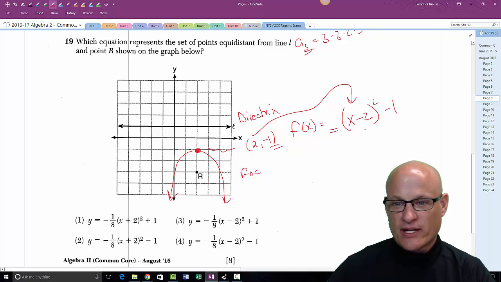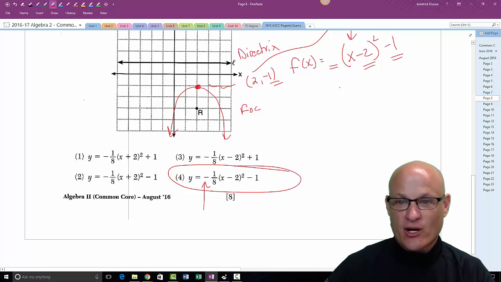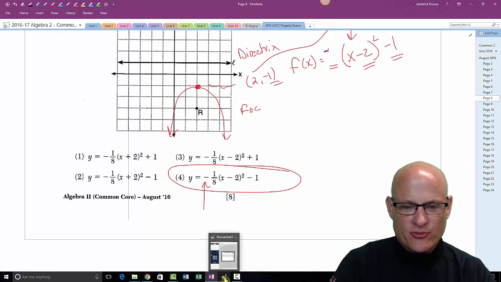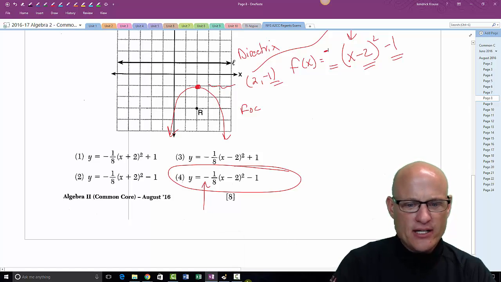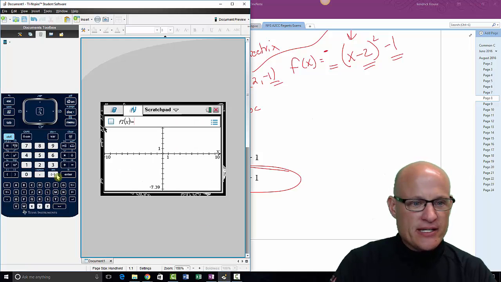So I'm looking for the one that's got minus 2 and minus 1, and I come over here and I go, there she is. And notice it's coming down. So I also should have had a negative in front. Now, how can I test that? Well, I can test that a little bit by doing it this way. I could test it by going into my graphing calculator and typing it in.